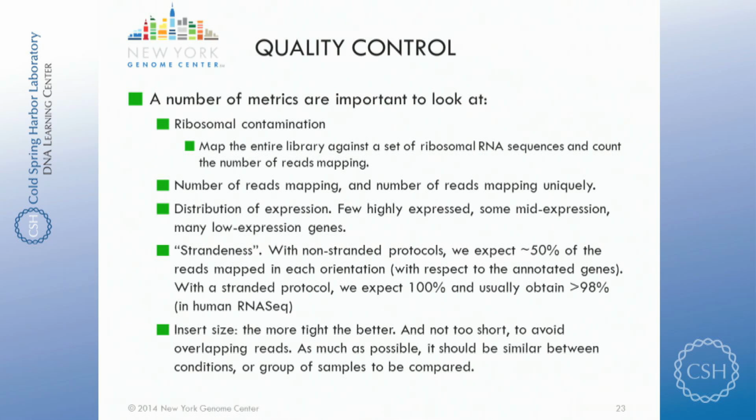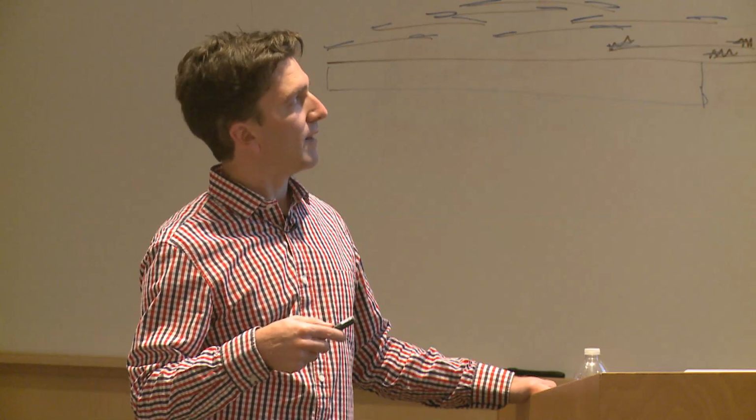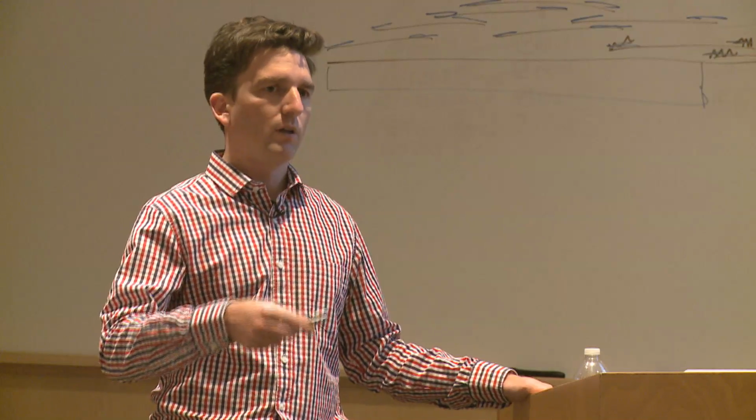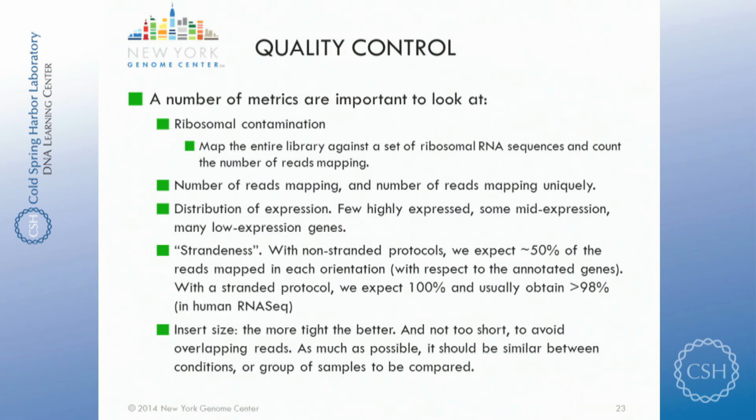So what we do at the Genome Center, and there are multiple strategies for that, is to map the entire library against a set of ribosomal RNA sequences and count the number of reads that map. But we don't filter out those reads. We'll still map them to the genome, and they probably will map to the location of the ribosomal sequences. But we want to estimate what percentage of the library corresponds to ribosomal sequences. We do that basically by an alignment to a short index composed of the ribosomal sequences.